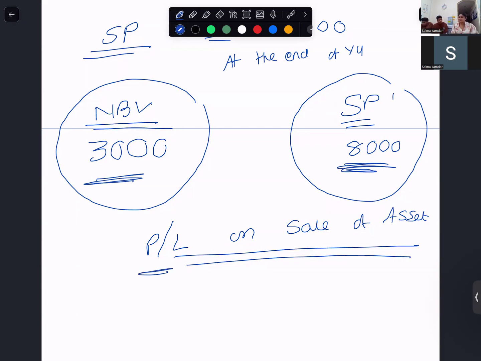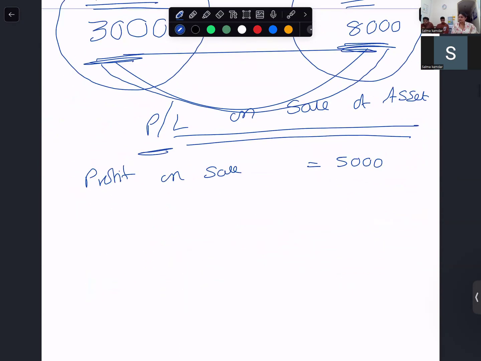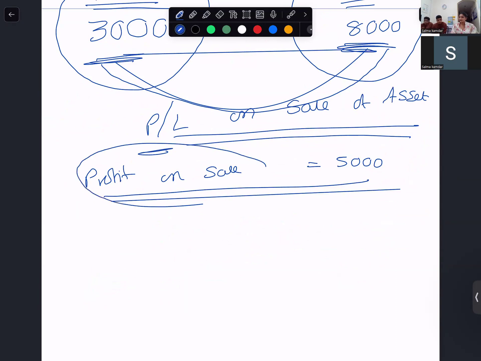An asset of 3,000 sold for 8,000. So I have a profit on sale. How much? 5,000. So I have a profit on sale of asset of 5,000. If I say the profit on sale of asset is 5,000, profit means nominal.